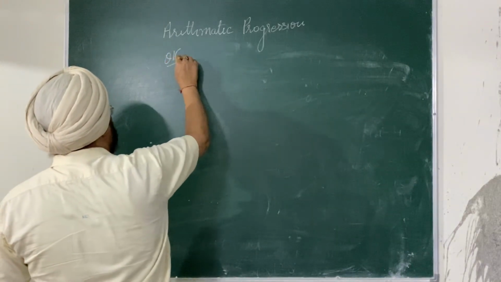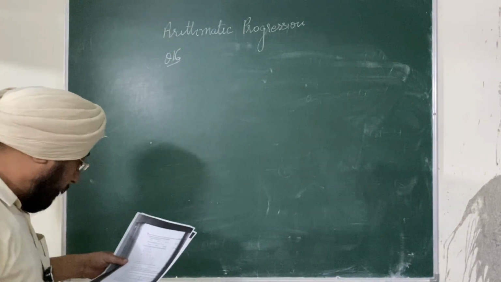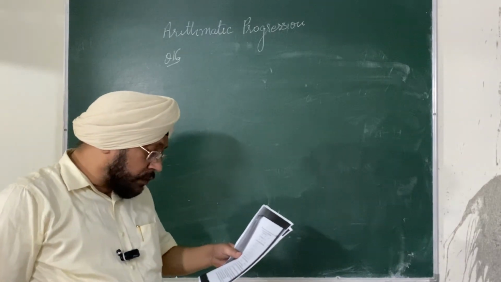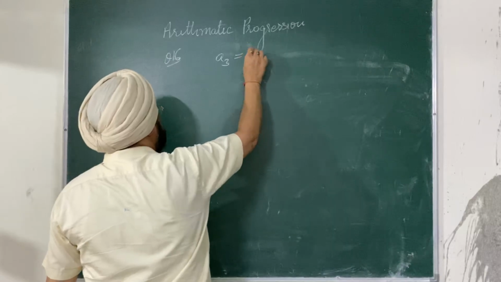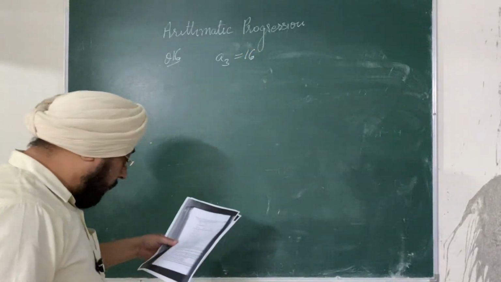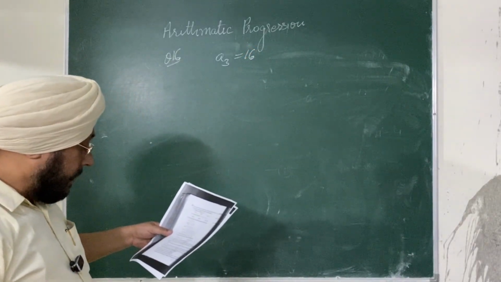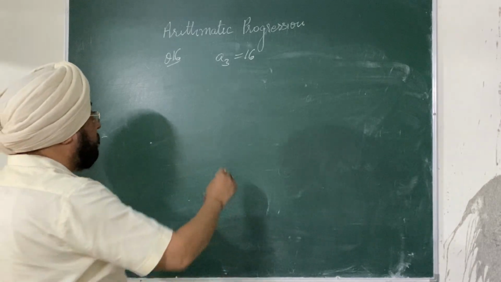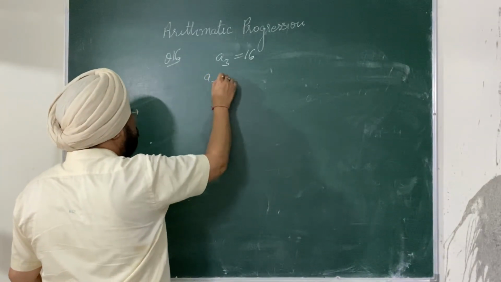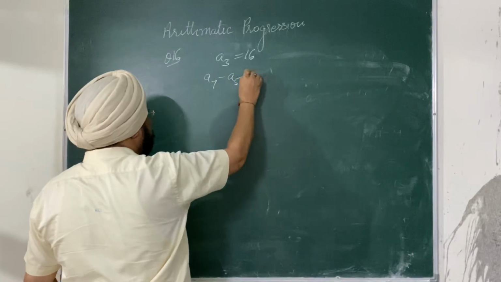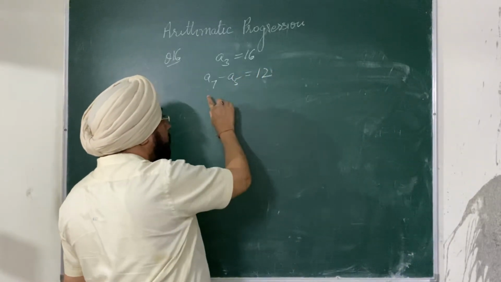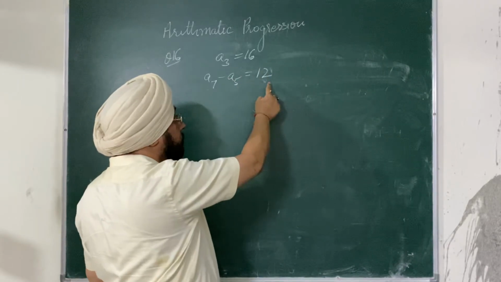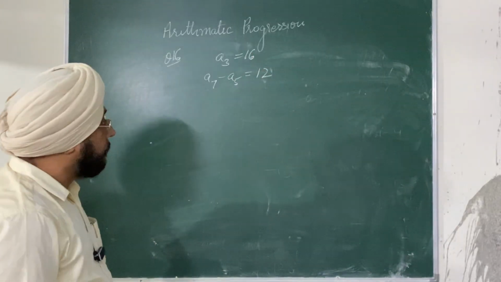Now see what is question number 16 here. Determine the AP whose third term is 16, which means the third term is given as 16, and the seventh term exceeds the fifth term by 12. That means the difference between the seventh term and the fifth term is given as 12.